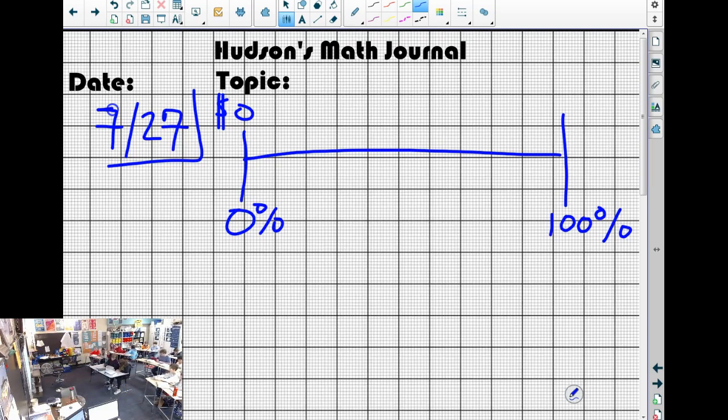If you don't know what to do for a diagram, you can try. The one I've got up there is very generic, but you can always start there. $0, 0%, because that's the problem.